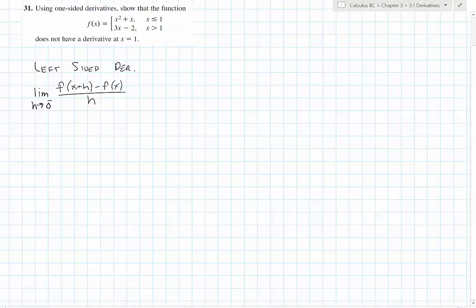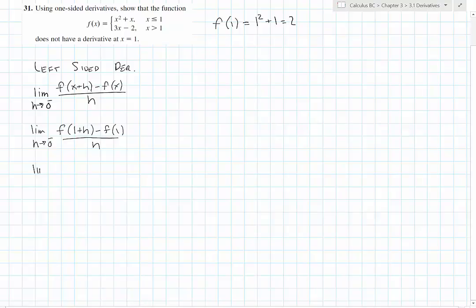So therefore we have something like the limit as h approaches 0 from the left-hand side of f of 1 plus h minus f of 1 all over h. Now, quick discussion. F of 1 in this piecewise function is going to be defined using the top expression because 1 is equal to 1. And so f of 1 is equal to 1 squared plus 1, or 2.